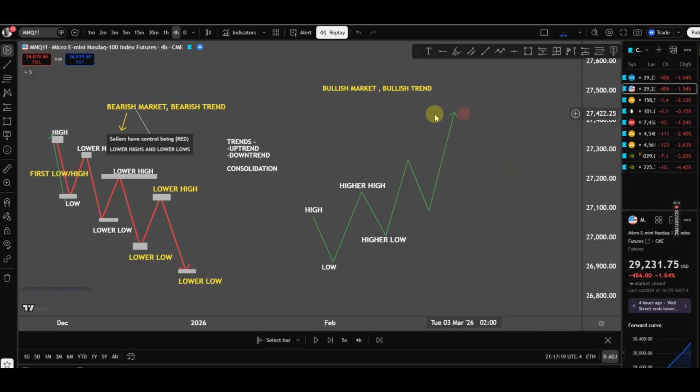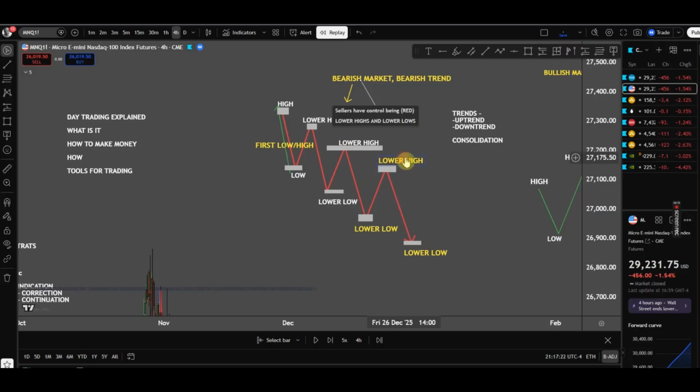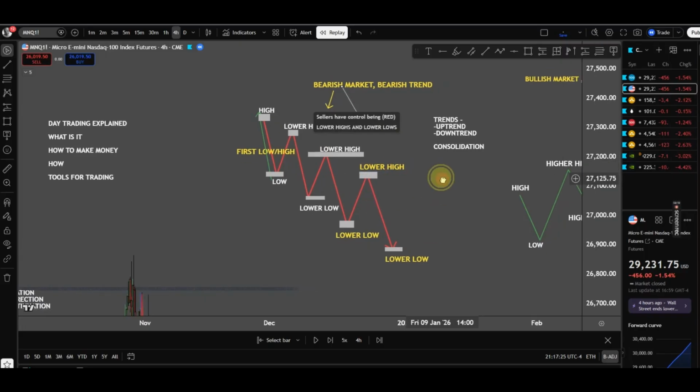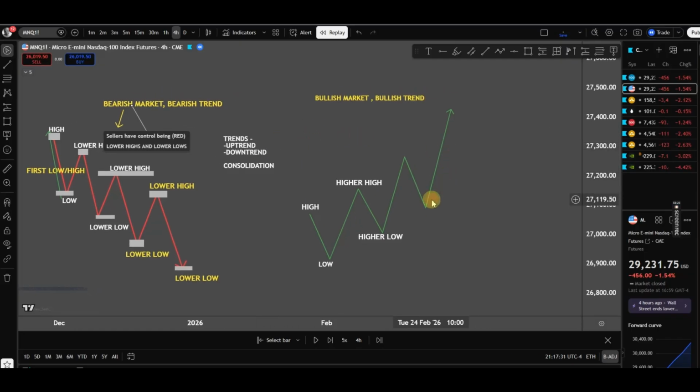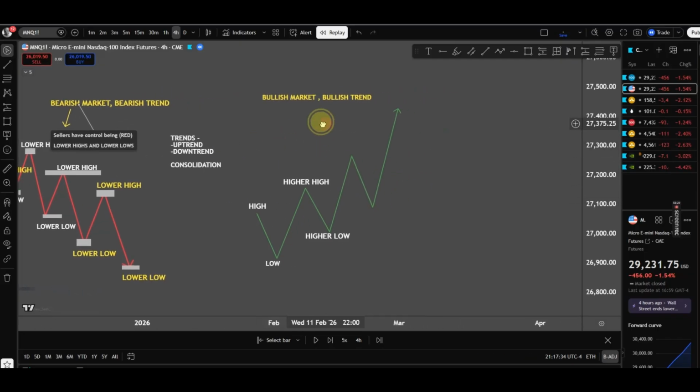So now we got a bullish market, like I was talking about earlier. So we went over the downtrend and the bearish market. A downtrend is a bearish trend, a bearish market. This is an uptrend, being a bullish market.